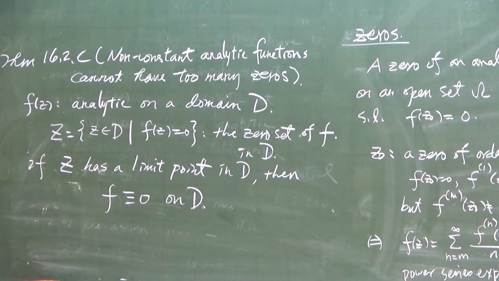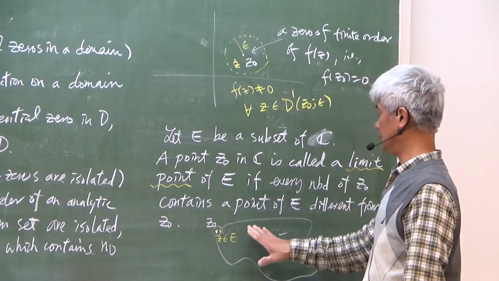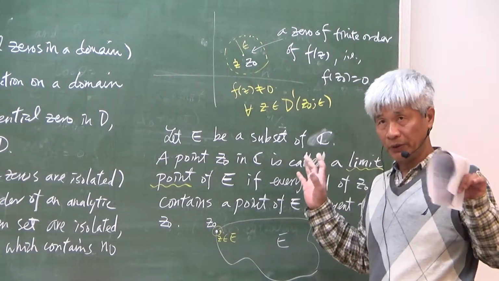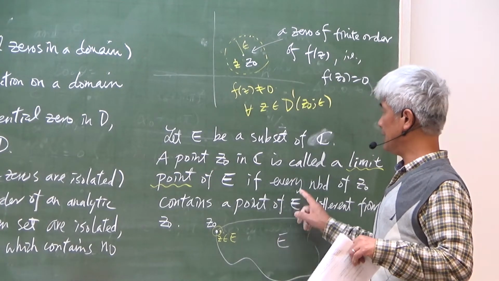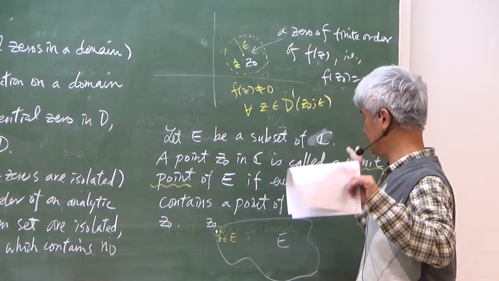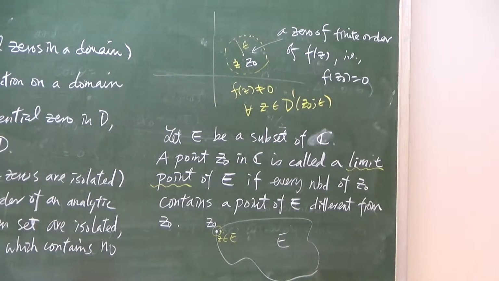From here, if E consists of just finitely many points, then E cannot have any limit point. Only when E has many points can E have a limit point. So if the zero set has a limit point, it means that Z has many points. In this case, the analytic function f actually is the zero function. And this is very useful.